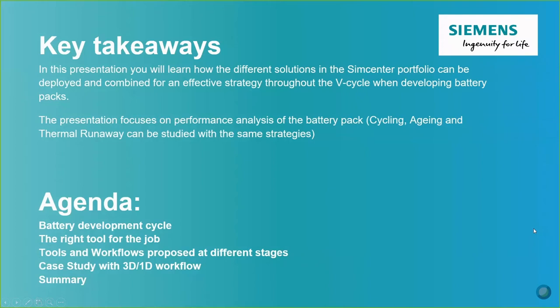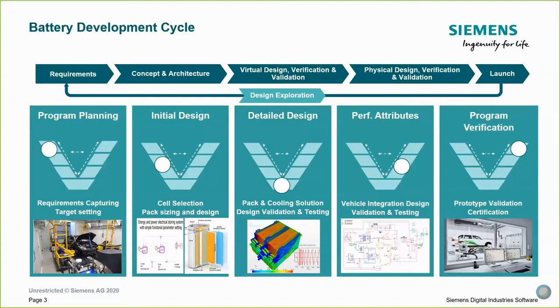So I'll start off. I'm going to talk about how you would want to design an abuse-tolerant battery pack. The key takeaways that I'd like to consider are how we can approach that from a V-cycle point of view, where we consider cycling, aging, and thermal runaway studies, and the same strategies can be applied there. What are the right tools to achieve something like that? And then I'll showcase with a case study how the workflow can all be tied together.